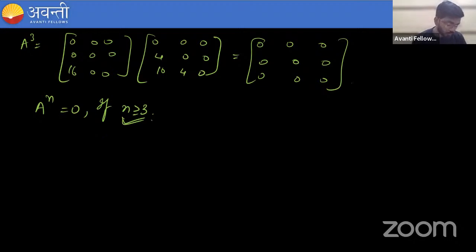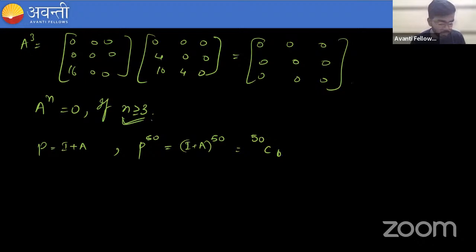Now, P power 50. We all know that we made the element of P as I plus A, right? So P power 50 will be equal to (I plus A) power 50. Since these are two elements, I am applying the binomial theorem. I'll get 50C0 I power 50 plus 50C1 I power 49 A plus 50C2 I power 48 into A square, right?